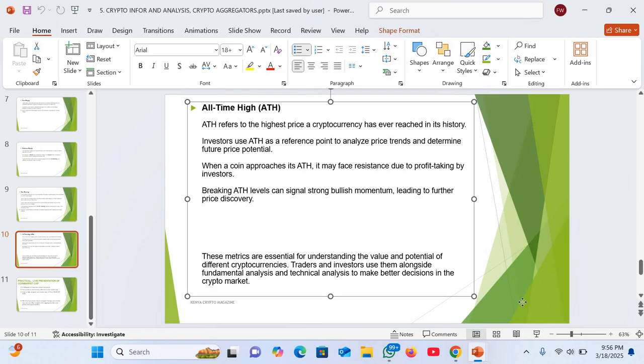So these metrics are very, very important. And it is very important for you to be able to understand how to use each of these metrics to analyze the different trends and the different cryptocurrencies. So you can use these crypto metrics alongside fundamental analysis and technical analysis to make better and informed decisions in the crypto market.